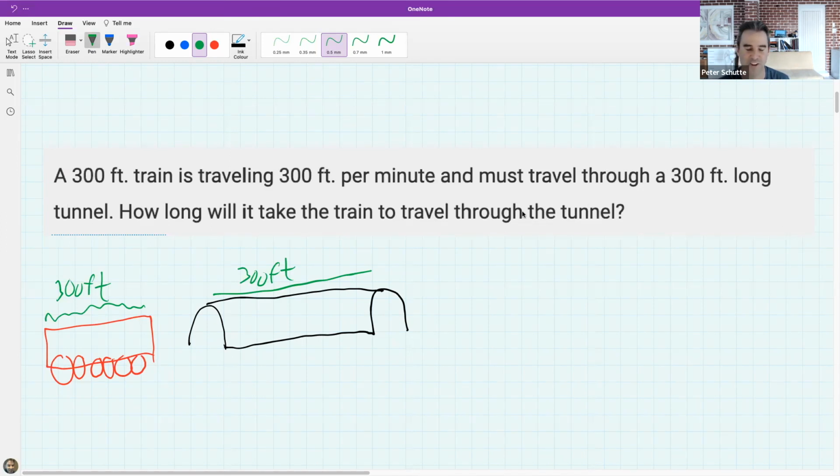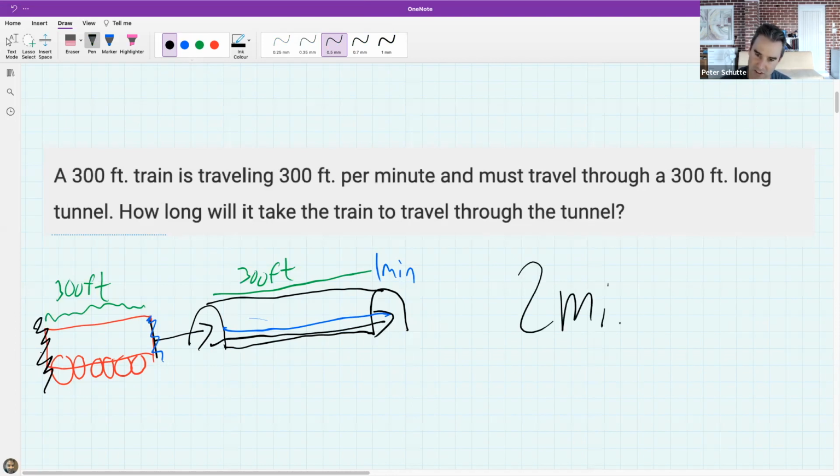It is a bit confusing. Okay, so imagine you're a train and you get to the front of the tunnel. How long does it take for the front to get through? Well, it's going at 300 feet per minute, so it takes 1 minute for the front to get to the other side. But how long does it take for the rear end of the train? Well, it only gets to the start after a minute. And so it has to go a whole other minute to get to the end. So the correct answer is 2 minutes.